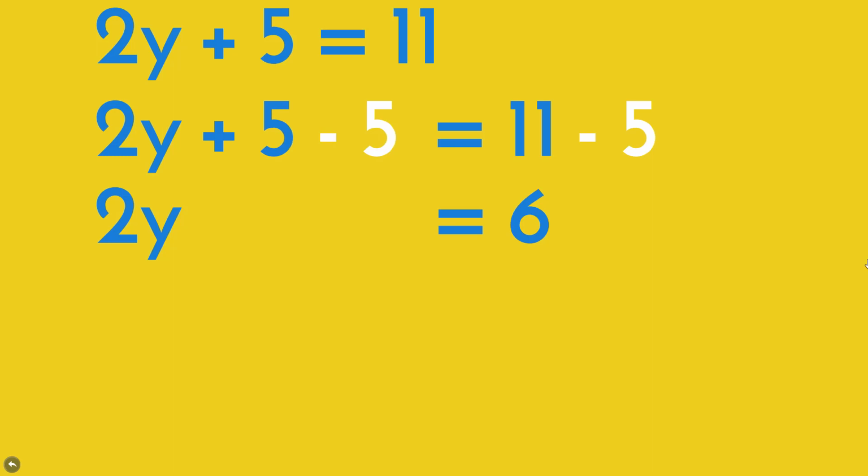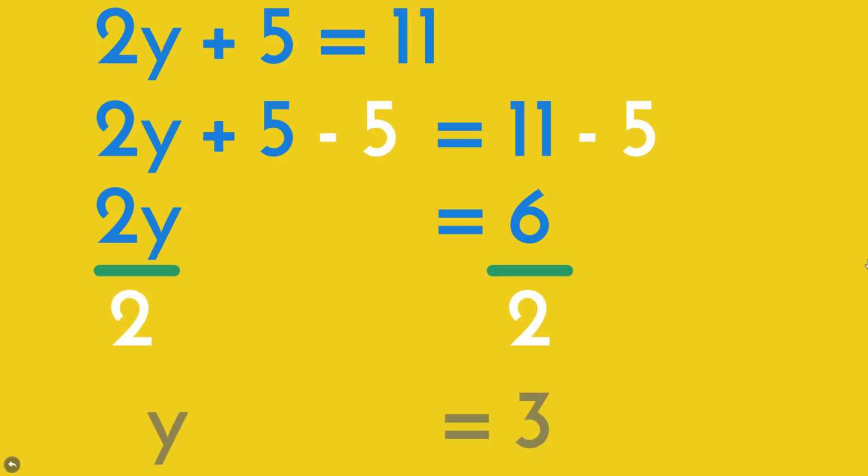So, second step, we have 2y equals 6. This is the same as 2 times y equals 6. To get rid of the 2, we need to divide by 2. And so, divide both expressions by 2. And we will have this. 2y divided by 2 equals y, and 6 divided by 2 equals 3.